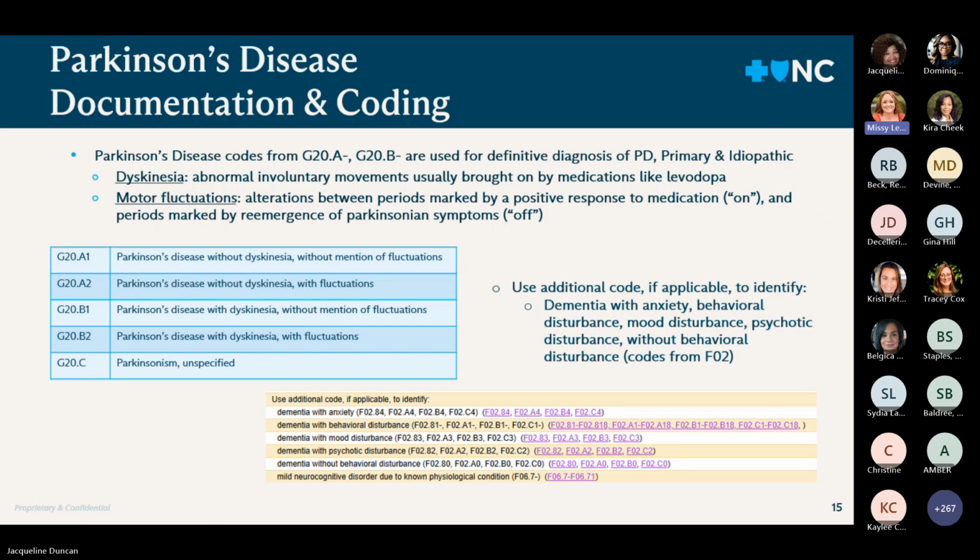All of the diagnoses listed here from the G20 are risk adjustable. It is important to also use additional codes if they apply to identify if the patient also has dementia with behavioral, mood, or psychotic disturbances or anxiety. These codes are in the F02 groups and should be further expanded to either the fifth or sixth digit codes.